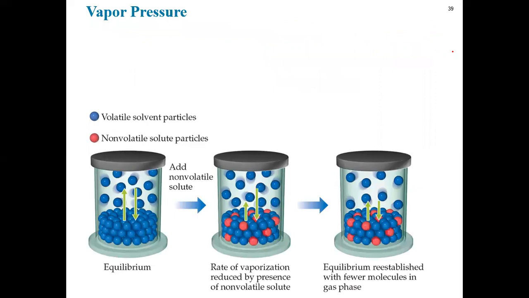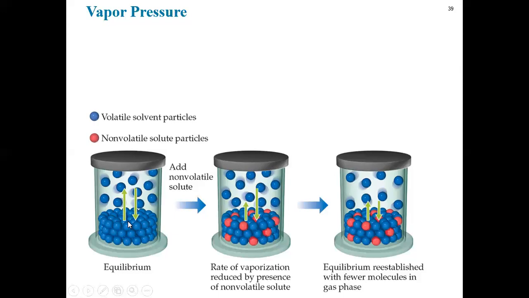So first, let's take a look at the vapor pressure lowering. This diagram shows us at the beginning, there's an equilibrium between the liquid and the vapor of this substance. So we keep this container closed, otherwise all that liquid is going to be vaporized. Some of the liquid vaporizes to gas and vice versa, some gas particles condense back into the liquid. When the equilibrium is reached, the rate of vaporization and the rate of condensation are equal. So you have some particles existing as gas, and most of them exist as liquid.